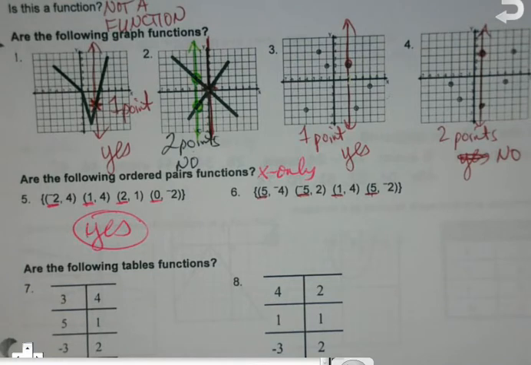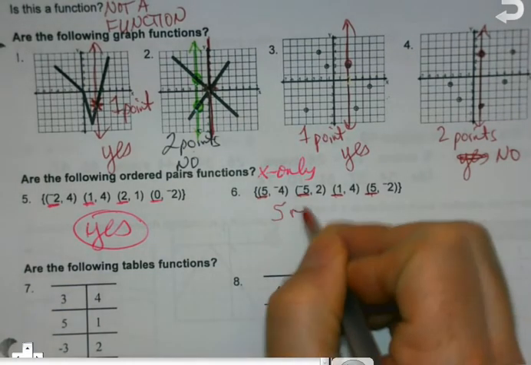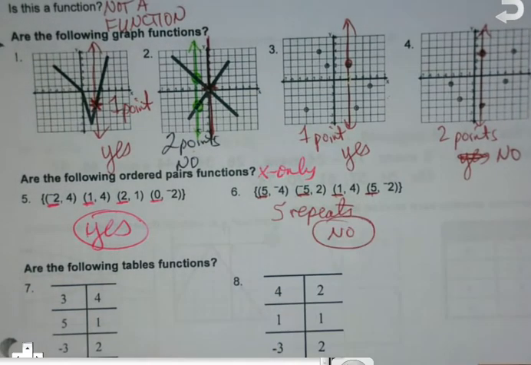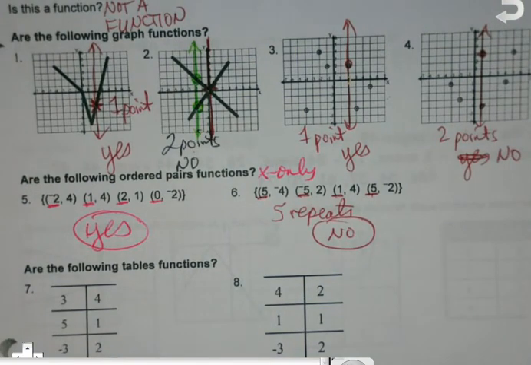So like in number 6, do any of my x values repeat? Yes, 5 does. So 5 repeats, so that makes it not a function because it wouldn't pass the vertical line test.